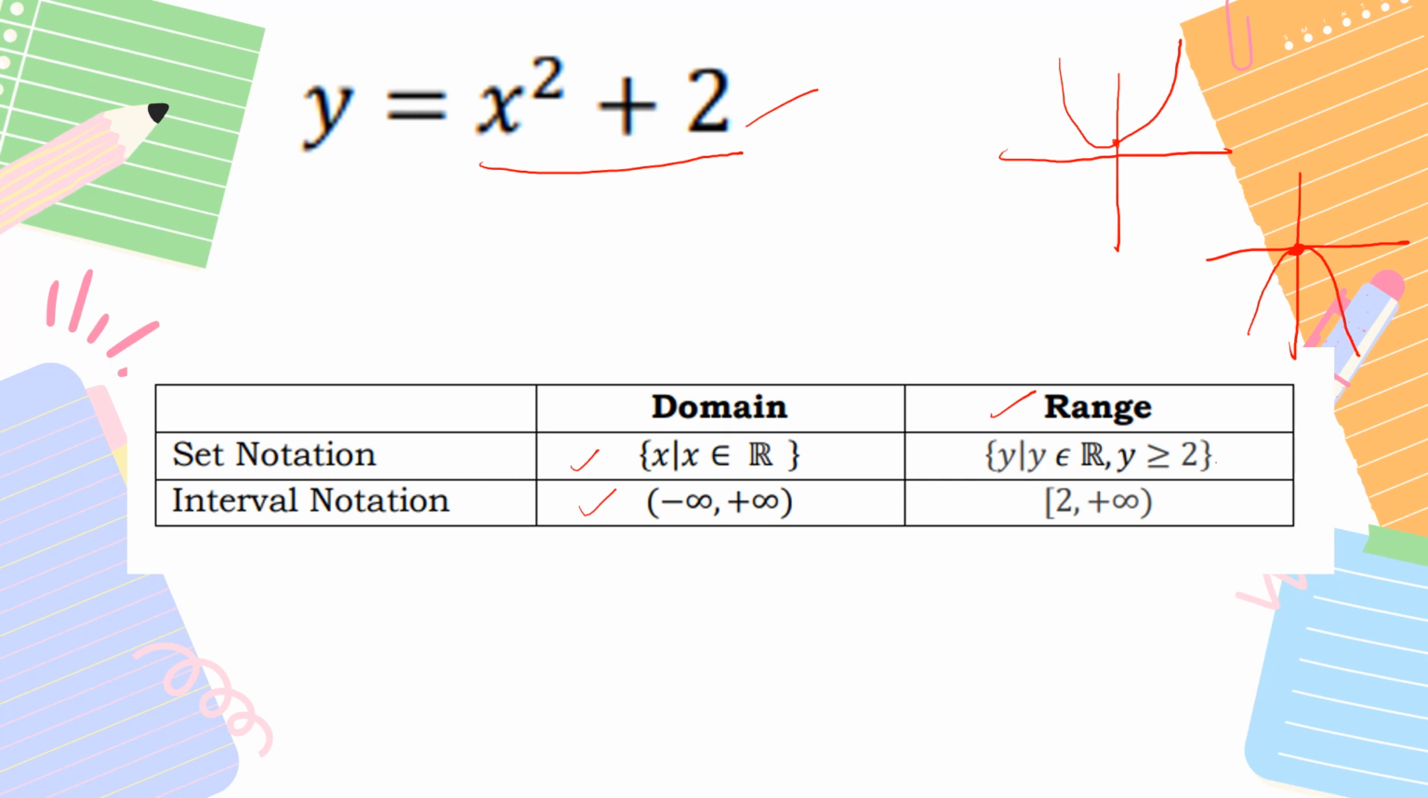So in this kind of parabola, this is a parabola that opens upwards, and its vertex is at (0, positive 2). So the lowest point is positive 2, or the minimum point is positive 2. So it goes upward. So our range is from positive 2 up to positive infinity.